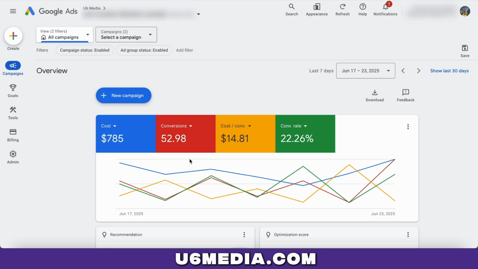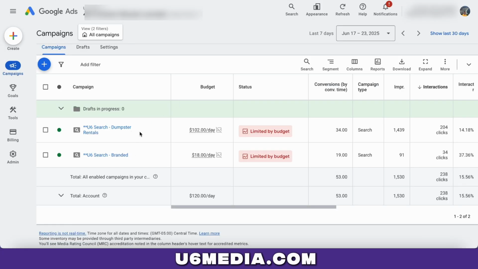So let's go ahead and we'll take a look at the campaigns. We're running two campaigns right here, as you can see. One is a general campaign with a $102 per day budget, and the other is a branded campaign with an $18 per day budget. Now, this general campaign, this is targeting all the high intent dumpster keywords, stuff like dumpster rental near me, roll off dumpster, dumpster rental company, the specific size dumpsters you have. So like 15-yard dumpster, 20-yard dumpster, 30-yard dumpster, so on and so forth. And these are the searches that actually bring in leads.